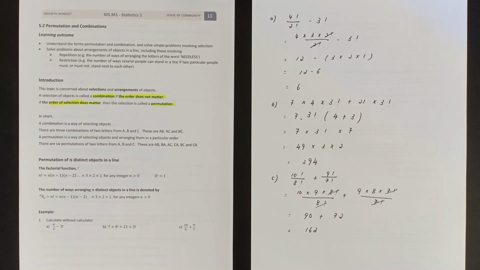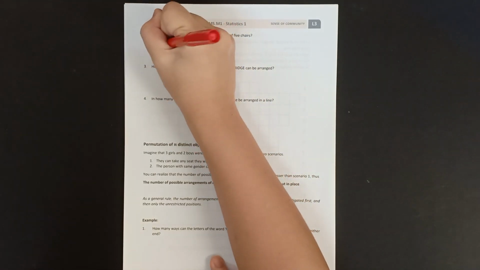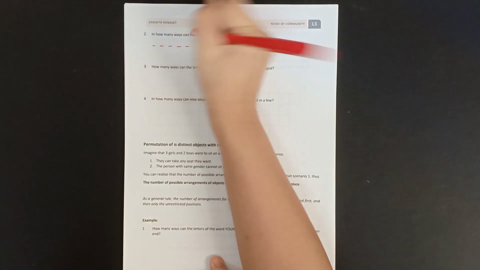Okay, so let's move on to number 2. In how many ways can 5 people sit on a row of 5 chairs? So I think for the first time I'm going to explain it very quickly. Okay, so a row of 5 chairs, meaning I have 1, 2, 3, 4, 5. So I have 5 chairs here to be filled. So if I have 5 persons, what happens? The first chair, how many choices do I have?